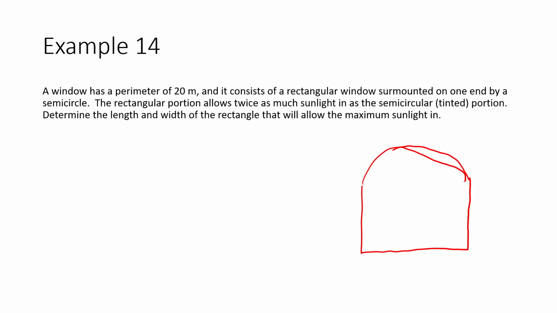Now the rectangular portion is going to allow twice as much sunlight in as the semicircular portion. So maybe let's imagine that this semicircular portion is tinted, so only half as much light is getting in there. We want to determine the length and width of the rectangle so that the maximum total amount of light comes in. All right, interesting question.